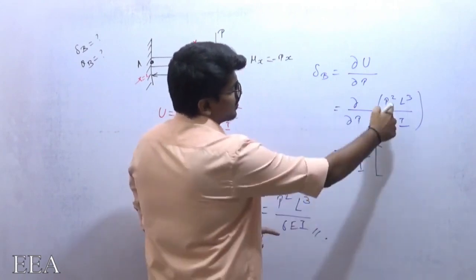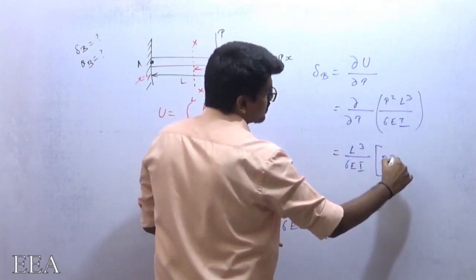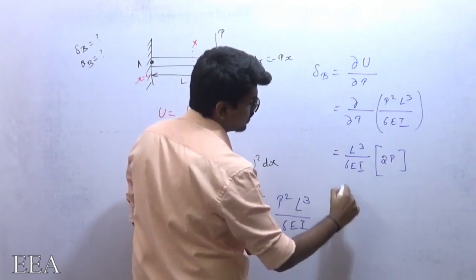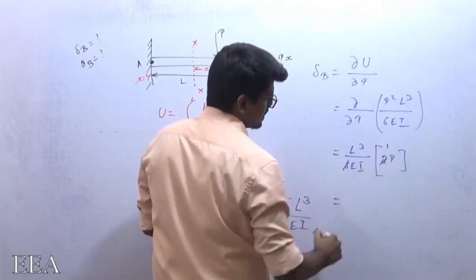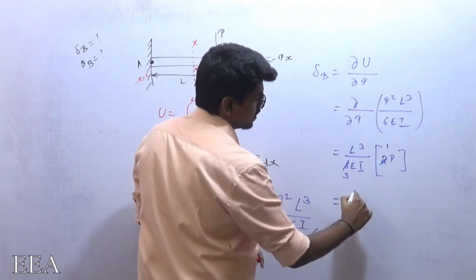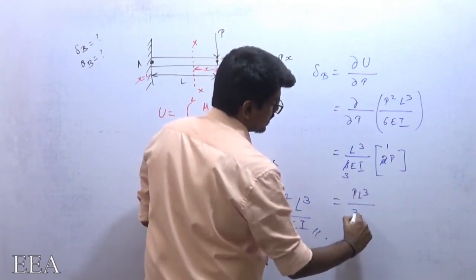Now what is the differentiation of P square with respect to P? It is 2P, right? So this will get cancelled, and this will become 6. So we get P L cube by 3EI.